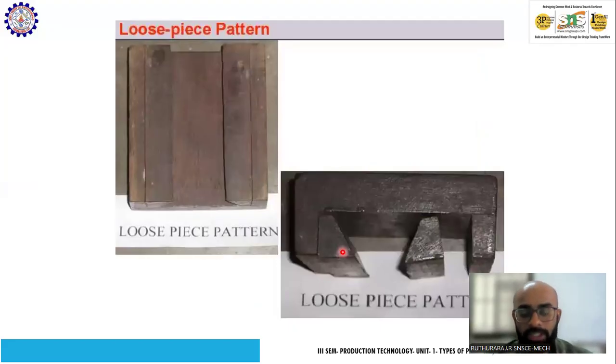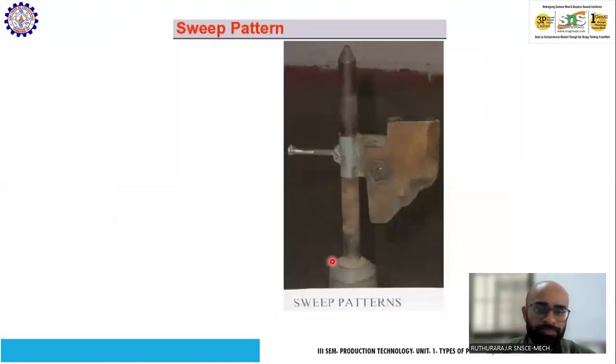And next is the loose piece pattern. Here the component is very intricate. Imagine a component like this. This particular shape cannot be made in a single pass. So what they will do is place the entire pattern inside and then remove this piece alone first and then remove the rest, because if you take the entire component outside, this part will break. Hence we remove this first and then the rest, or the rest first and then this. Either way, the mold cavity will not break during the removal process. Hence, it's the loose piece pattern.